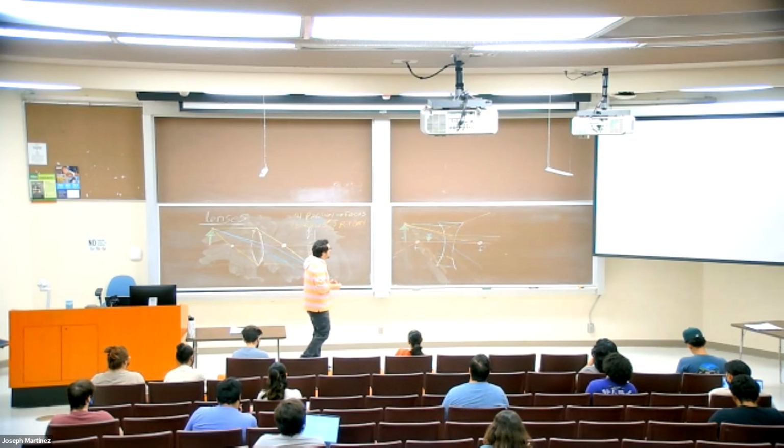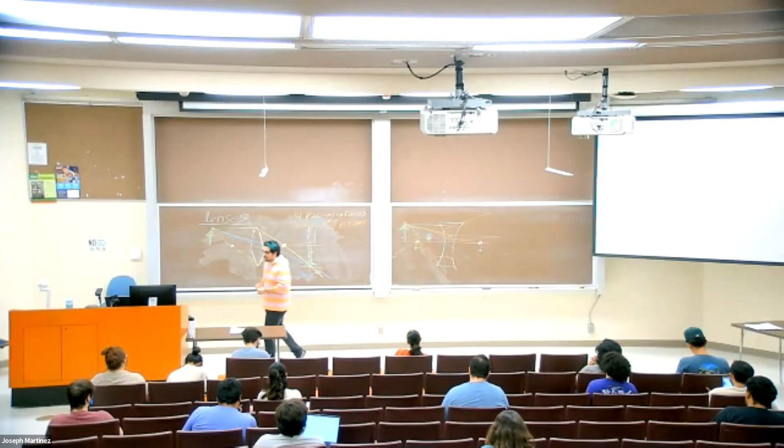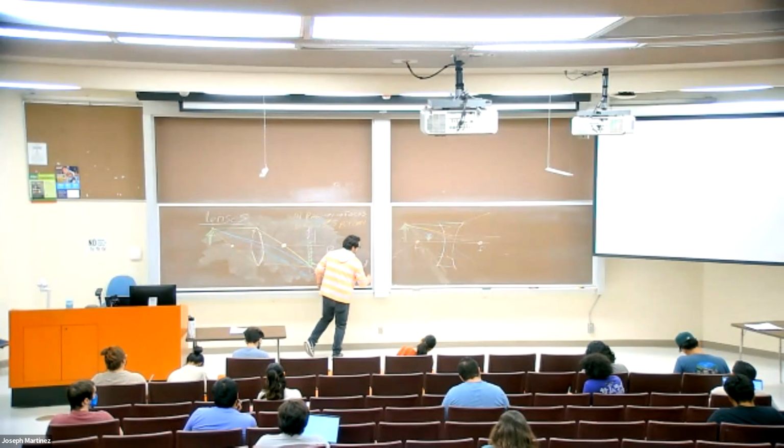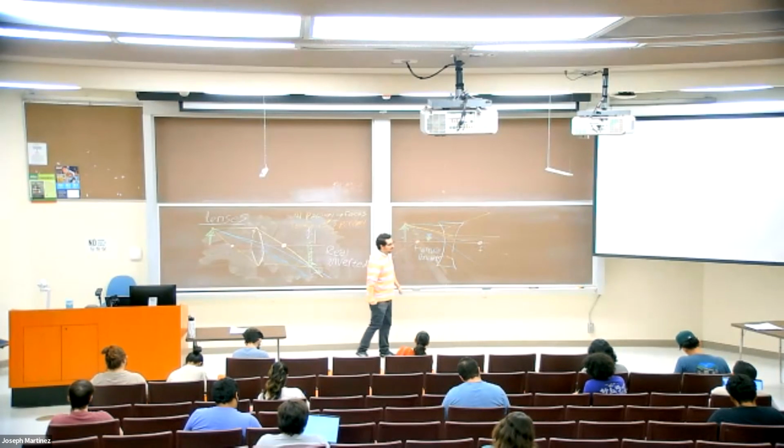So when our image is on the left-hand side of the lens, we call it a virtual image. If it's on the right-hand side, we call it real. So this one is real, and it's inverted. This image is virtual and non-inverted, as it is standing straight up.